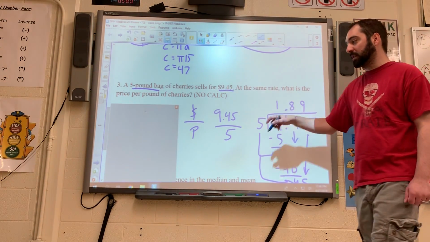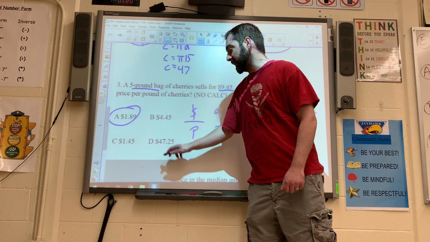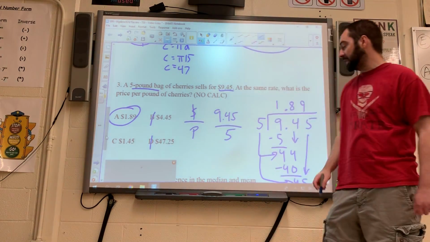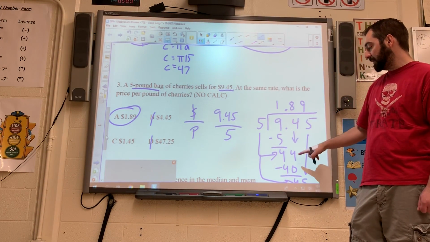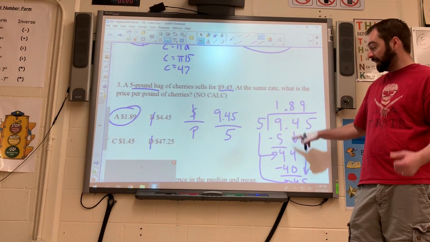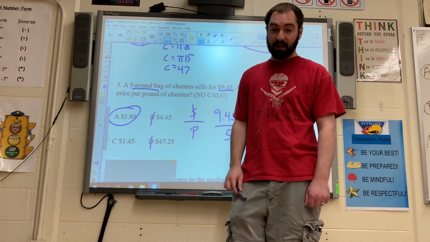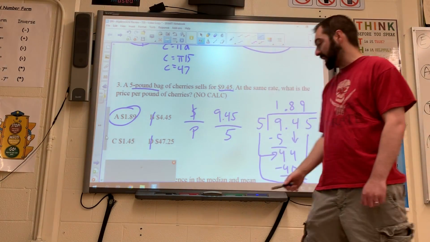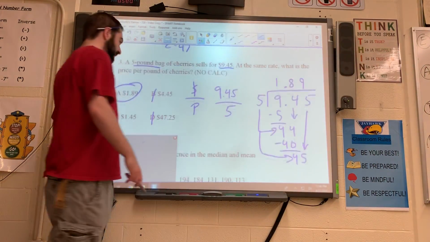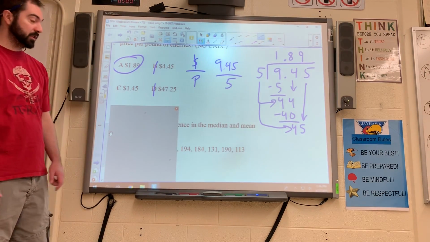5 goes into 9 one time. Well, that's not going to help me because that only eliminates B and D. Then you have to think to yourself, well, how many times does 9 go into 44? Count by 5s. It goes in about 8 times. Technically, I could stop right there because the only answer that has 1.8 is answer choice A. But on the board, all the correct work just in case you forgot your steps to long division.